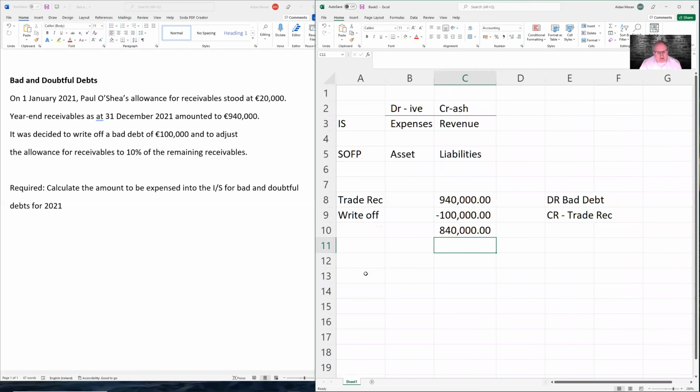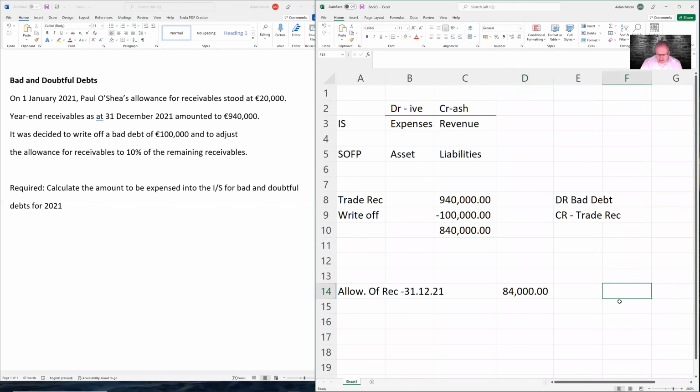So I need to have an allowance for receivables at the end of the year. These are the people who I think won't pay me, and that's going to be 10%. So it's going to be 84,000: 840 multiplied by 10%. And how much is my expense? Well, a lot of people will think it's 84,000, but it's not. I need to look at the movement in the expense.